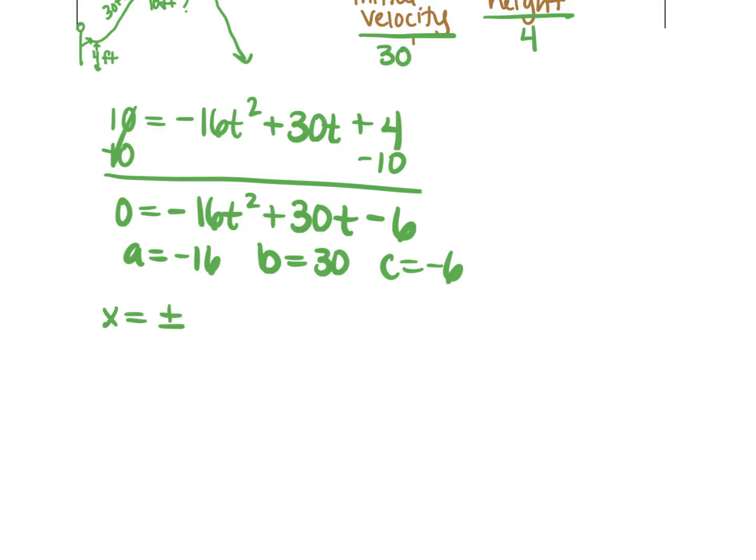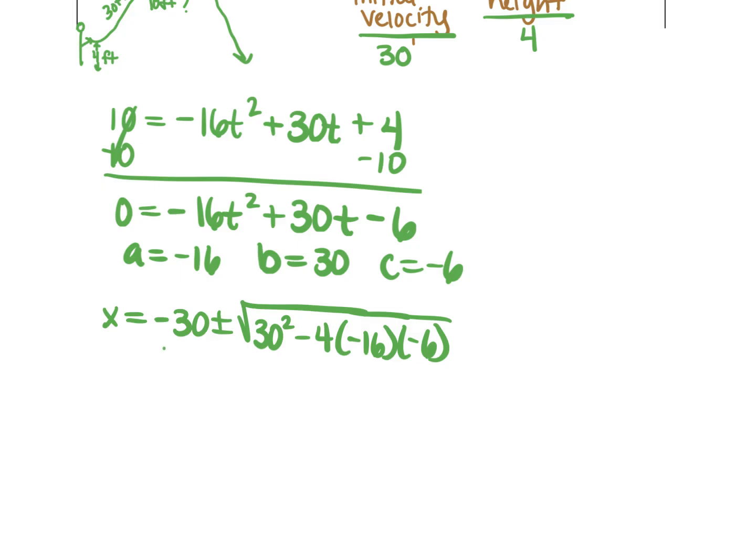Plus or minus, negative B. I jumped part of the formula. It's because I'm not singing the song, guys. Plus or minus radical B squared minus 4AC all over 2A.